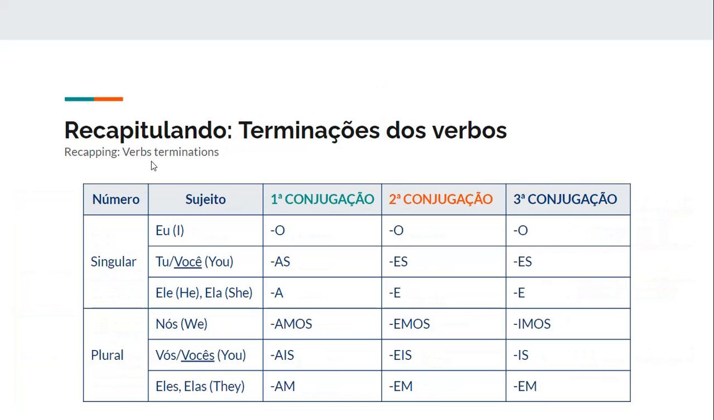And we also saw verbs termination, so a table with the terminations in first, second, and third. And remember that this is related to how we classify an infinitive verb. So if it ends with AR, then it's from the first conjugation. If it ends with ER, it's from the second, and with IR, it's from the third conjugation. And then we have the column for each conjugation type. And also notice that in each column we have a different conjugation for each subject as well.